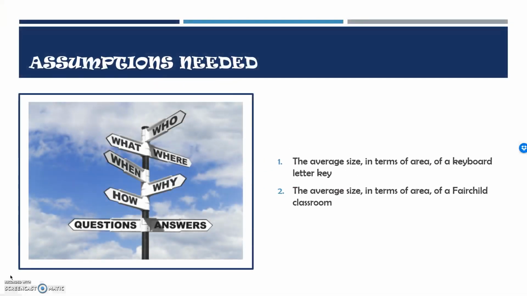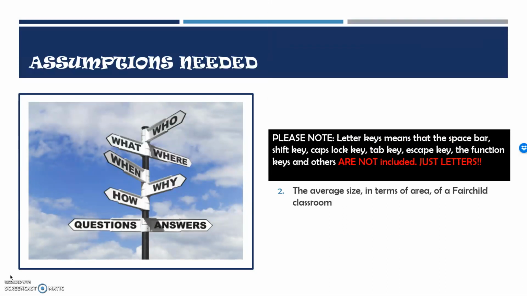Assumptions needed to carry out processing this Fermi question are: 1. The average size in terms of area of a keyboard letter key, and 2. The average size in terms of area of a Fairchild classroom. Please note, the space bar, shift key, caps lock key, tab key, escape key, the function keys, and all other keys are not included, just letter keys.